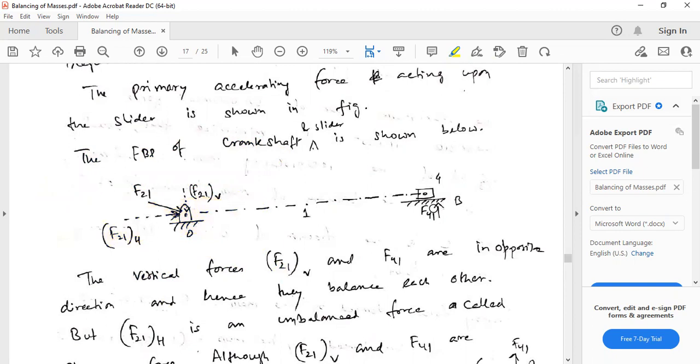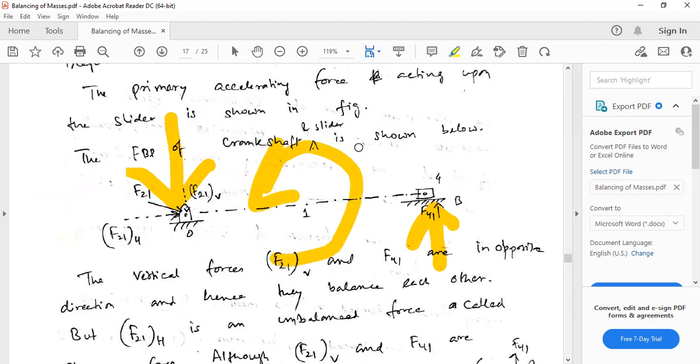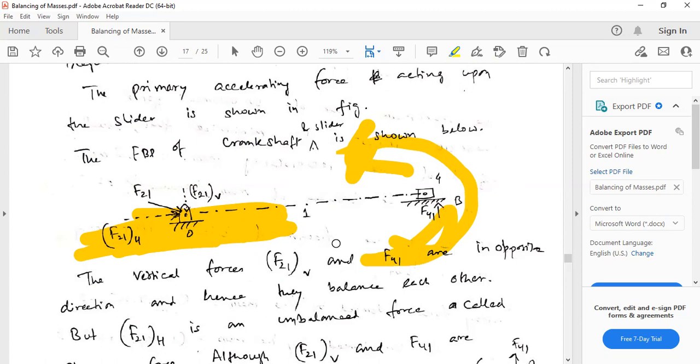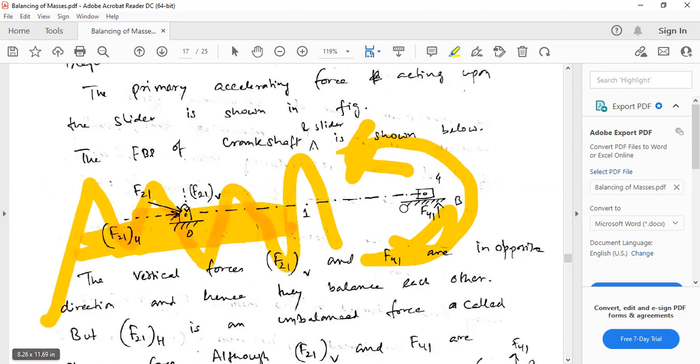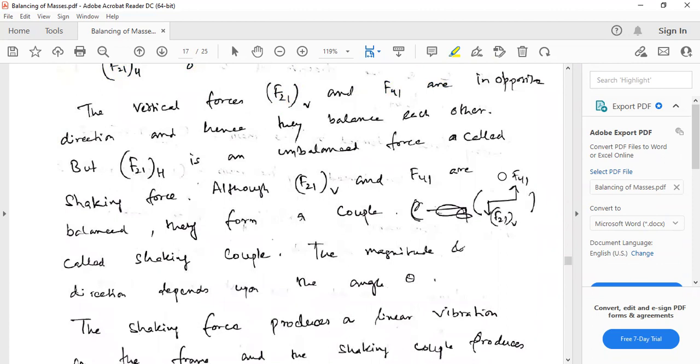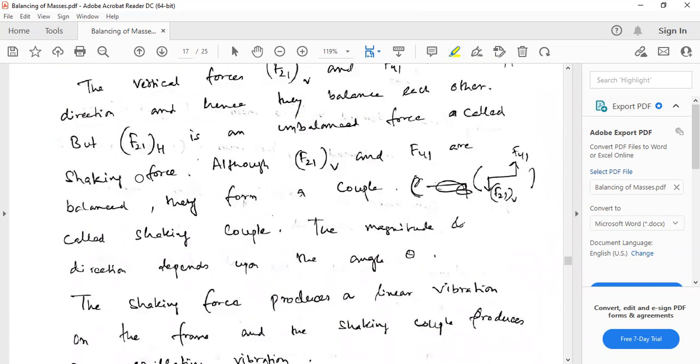Okay, and you see F41 is in this direction, F21 is in this direction. They are causing a couple. This is called shaking couple. Shaking force causes an unbalance in this direction. This is called shaking force unbalance, and the shaking couple will cause an unbalance like this, a vibration of this kind. So we have two things to balance here, right? How to balance them is what you need to know. See, the shaking force is written here, and the shaking couple is also written.